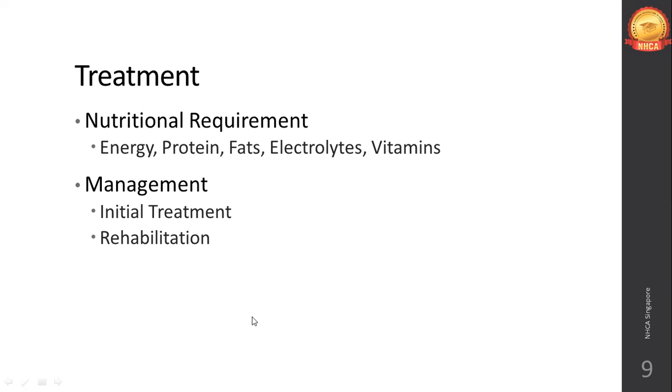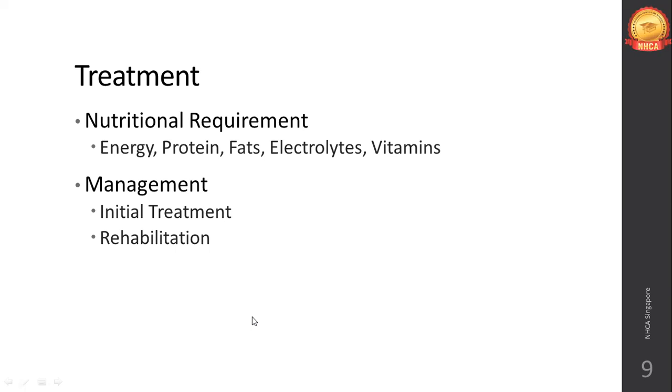Intensive feeding has to be done. The mother may have to wake up every 3 hours, even at night, feed the child, give the specific dosage of feed to the child, go back to sleep. So that is rehabilitation. So intensive feeding is given here.